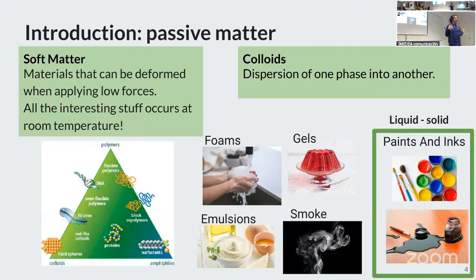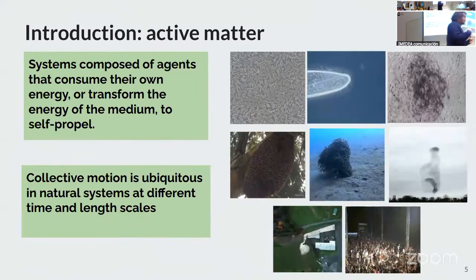We think about this type of matter as passive matter because their constituents cannot consume their energy to move, or consume the energy of the surroundings to self-propel. They are just subjected to thermal motion, and I will talk about it in more detail in a while. That's why when you see how these systems evolve, they always evolve towards equilibrium states. And those equilibrium states are dictated by the laws of thermodynamics. So this is the idea behind passive matter.